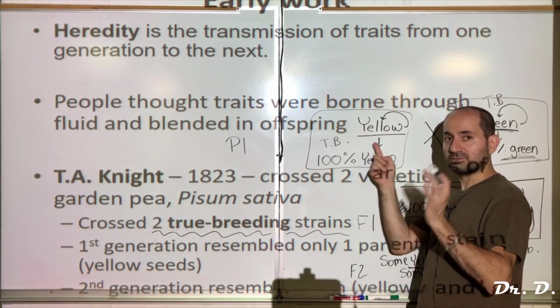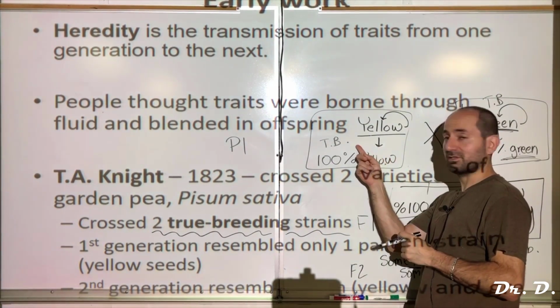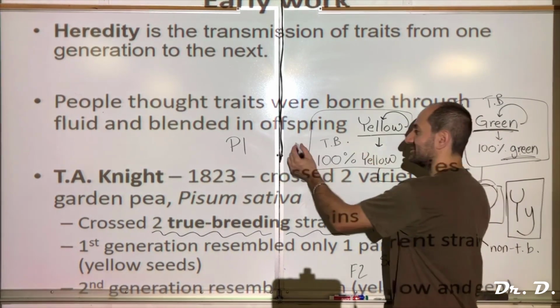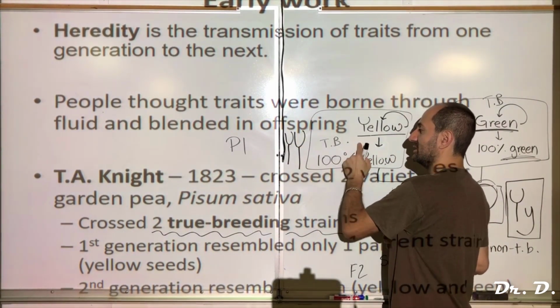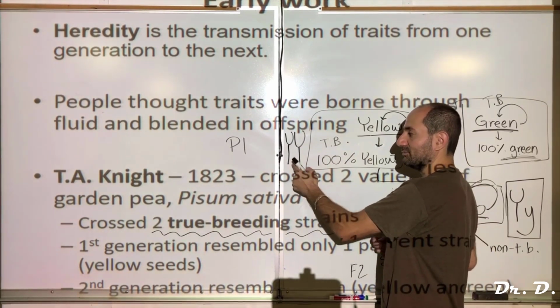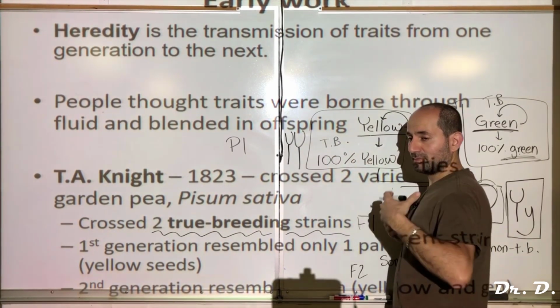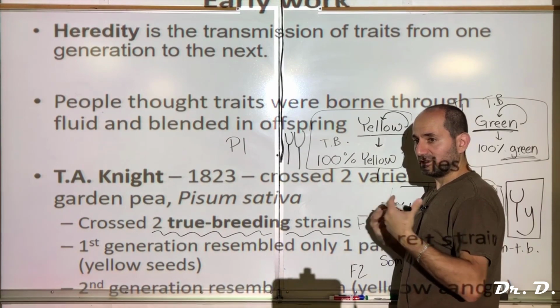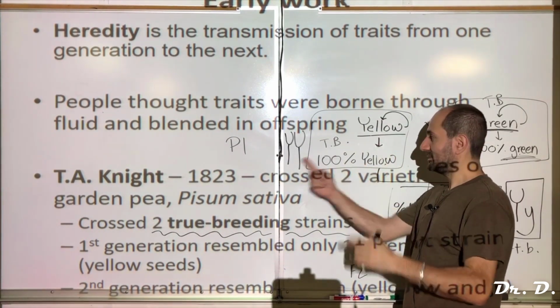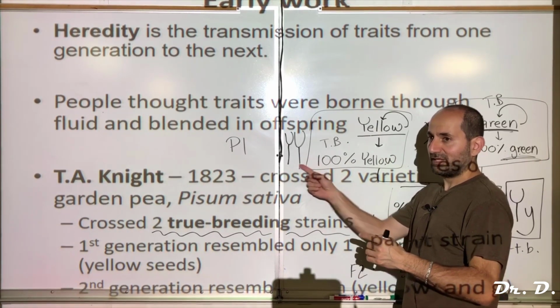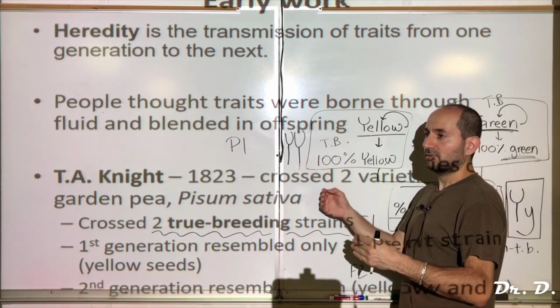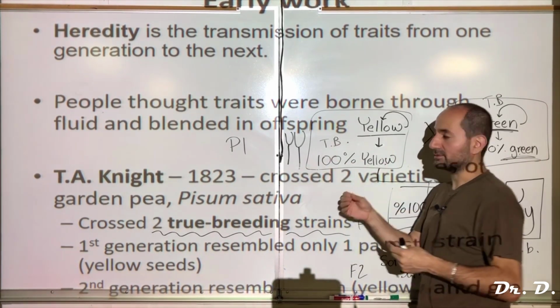So what's the genotype? What are the alleles for this parent, this true breeder? Yes, if you said big Y, you're correct. True breeder means you have two of the same allele. So if I'm a pea plant and my genes say yellow and yellow, I have two alleles for yellow, and they say the same thing, that's called a true breeder, okay?